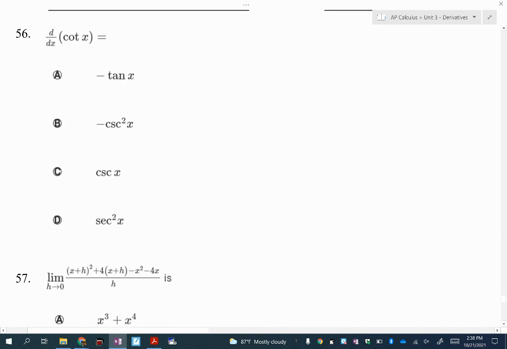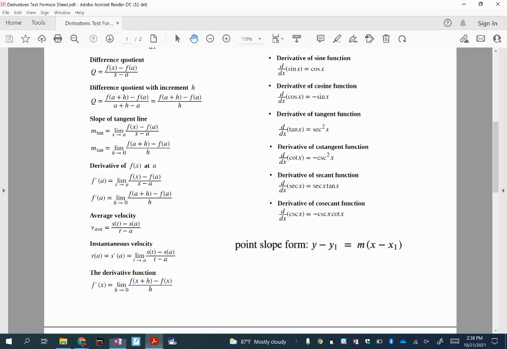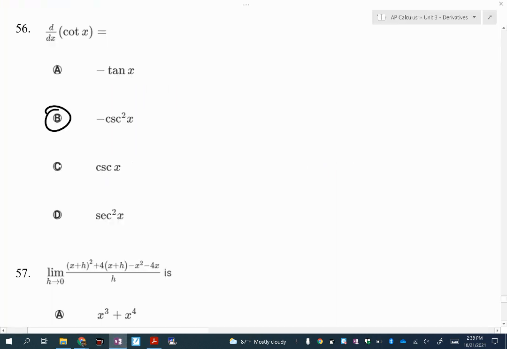56. All right, this one, I had this on the test originally, but you're just going to use the formula sheet to find the derivative of cotangent. And the derivative of cotangent is negative cosecant squared x. So 56 is B.